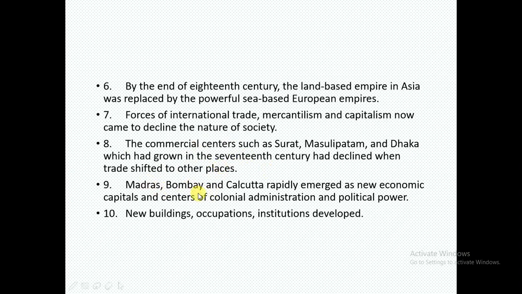Then Madras, Bombay, and Calcutta rapidly emerged as the new economic capitals at the center of the colonial administration and political power, and new buildings, occupations, and institutions developed, right? So once the British had consolidated their power at the end of the 18th century, Madras, Bombay, and Calcutta emerged with new economic developments as capitals.